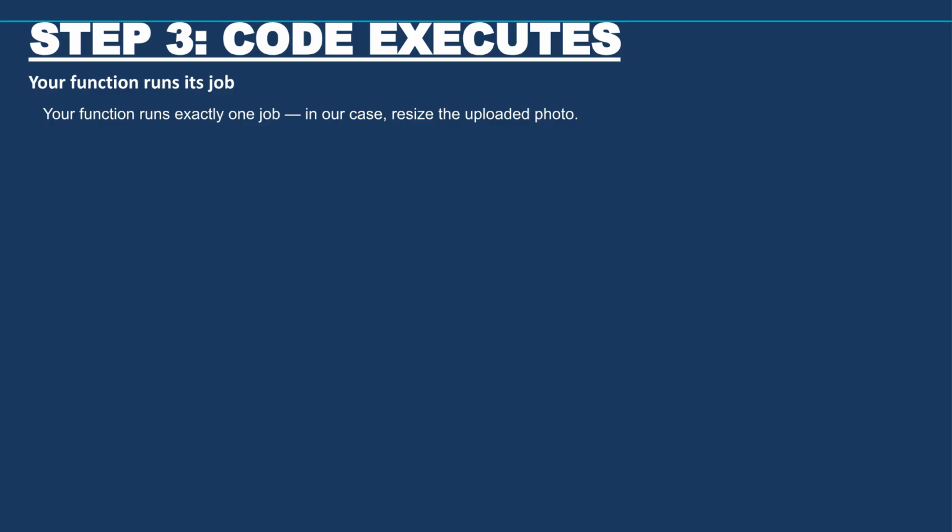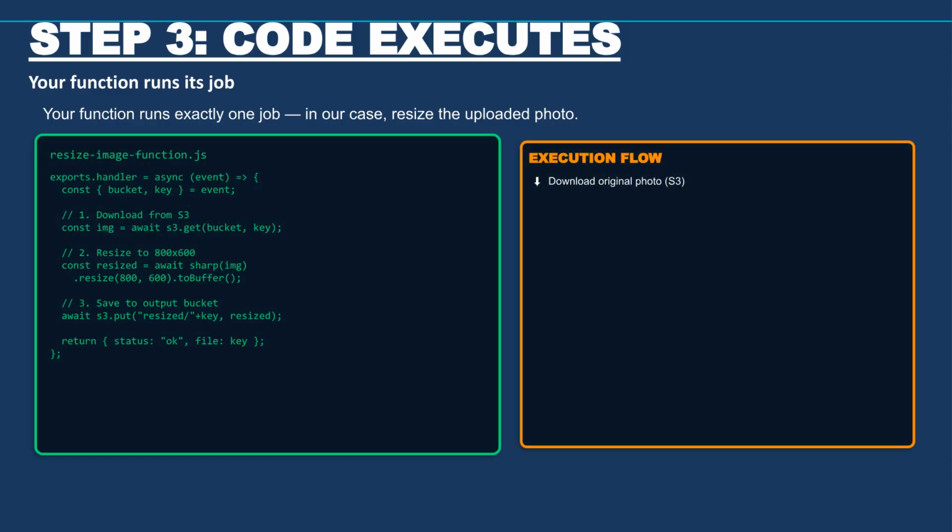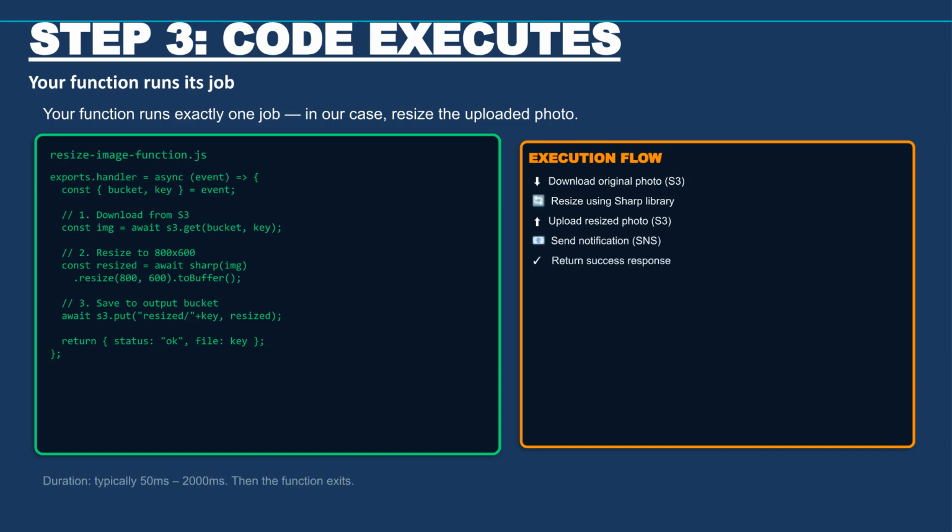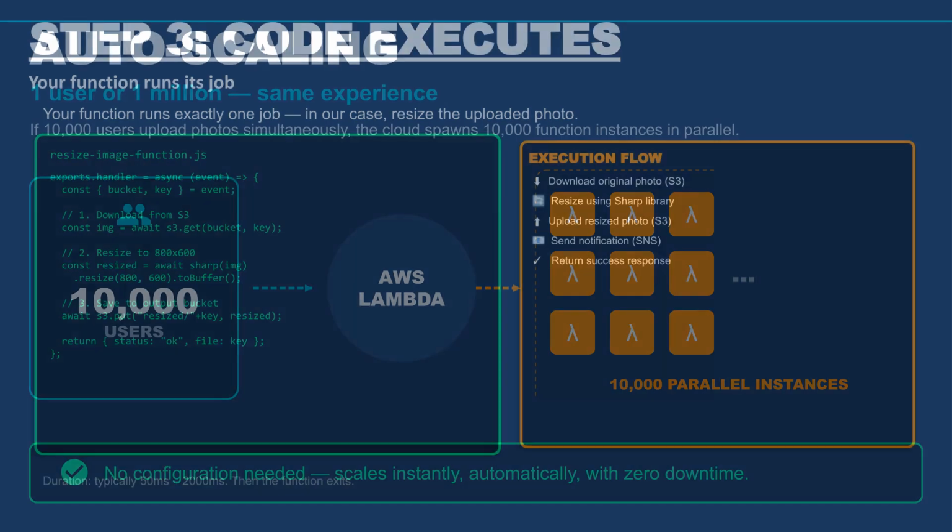Step 3 is when your code executes. In our case, the function performs one job: resize the uploaded photo. The execution flow involves downloading the original photo, resizing it, uploading the resized photo, sending a notification, and returning a success response. The duration is typically 50 to 2000 milliseconds, and then the function exits.